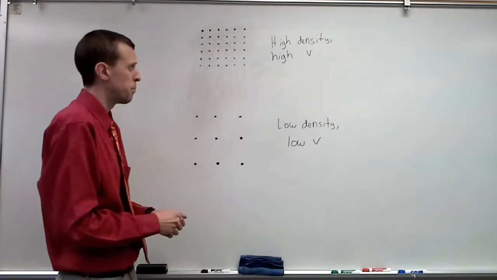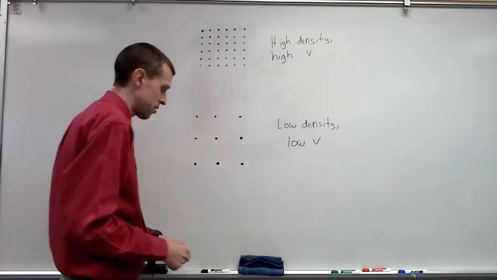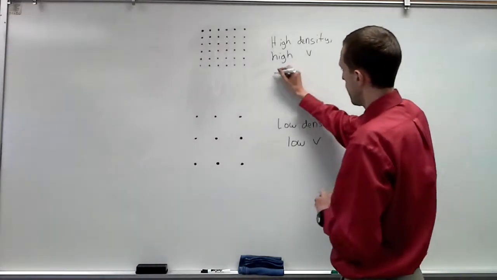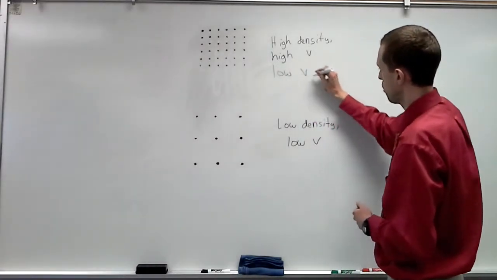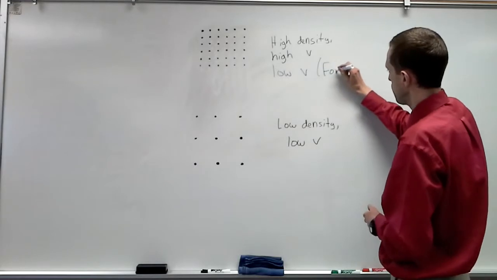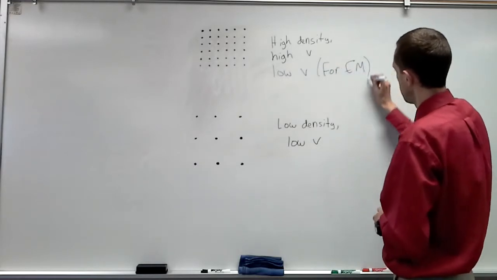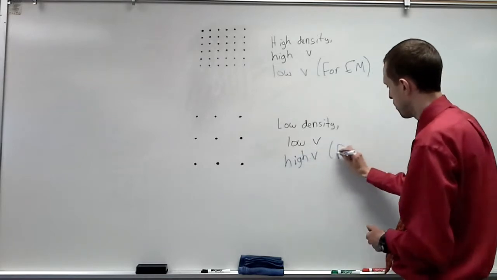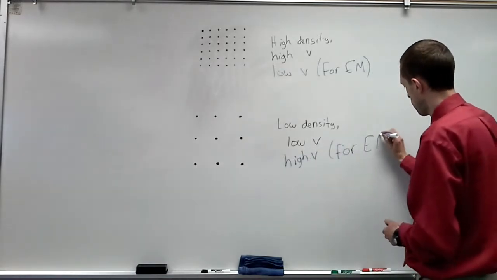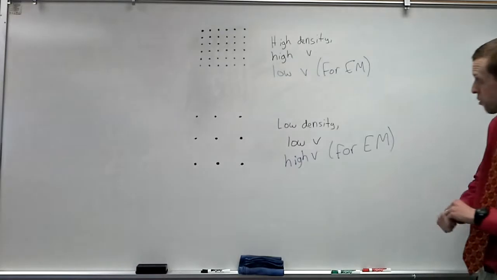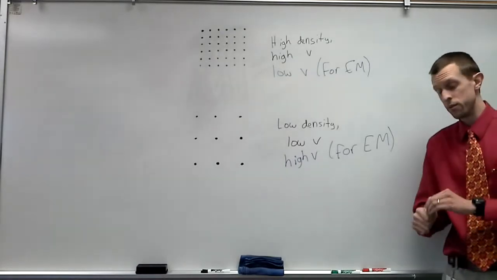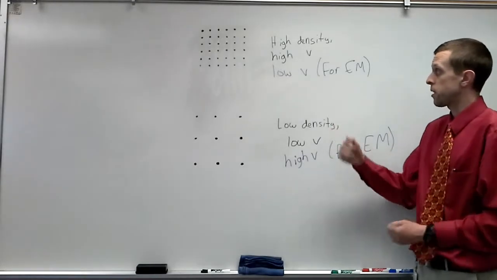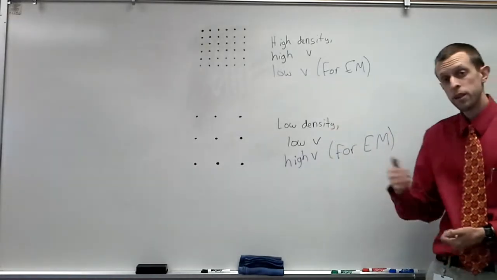Electromagnetic waves travel best through empty space. So for electromagnetic waves, it'd be the opposite relationship. Low v for EM waves here, and here, a high v for EM waves. So we'll come back to electromagnetic waves and talk more about those later on. For now, though, let's focus on the mechanical waves. So density was one thing that mattered here.